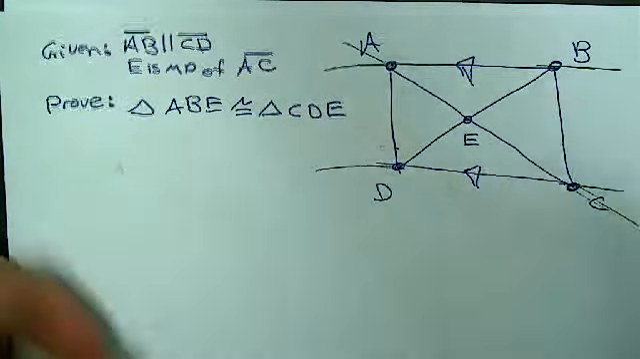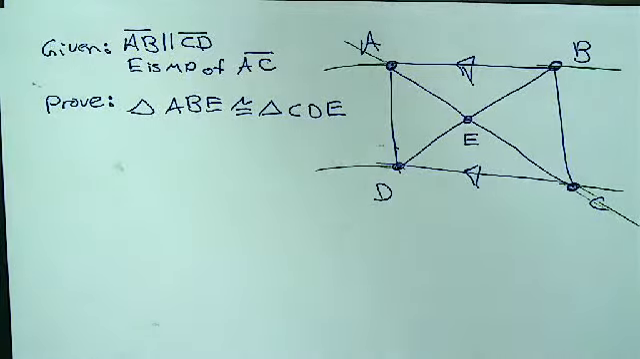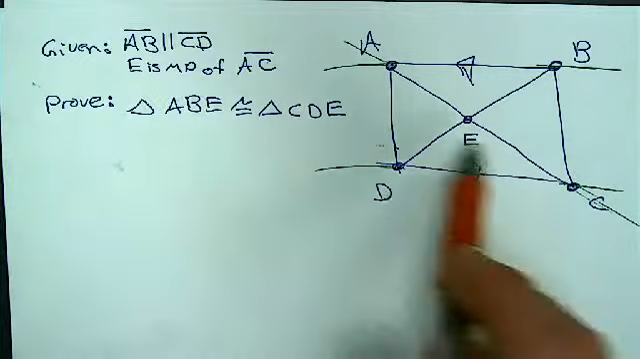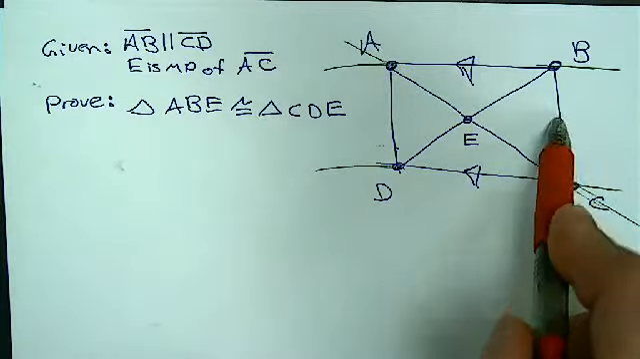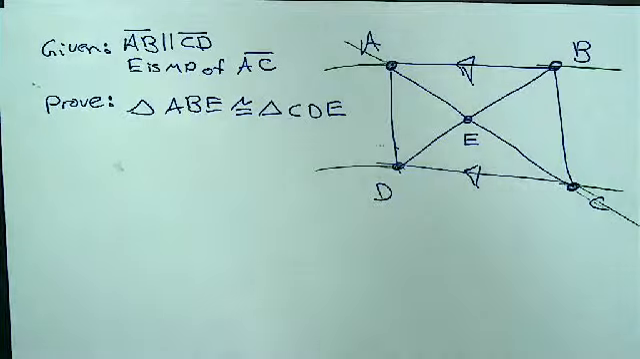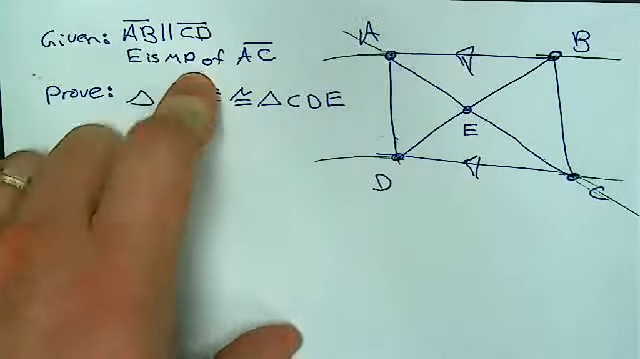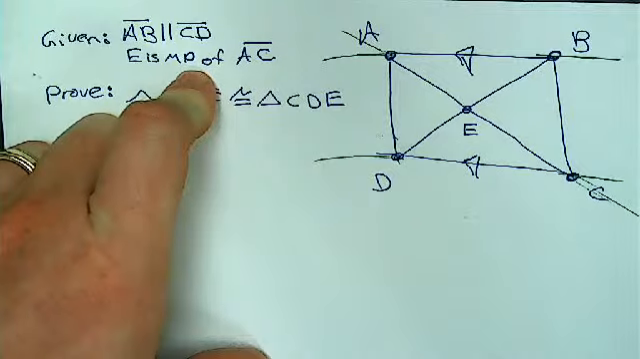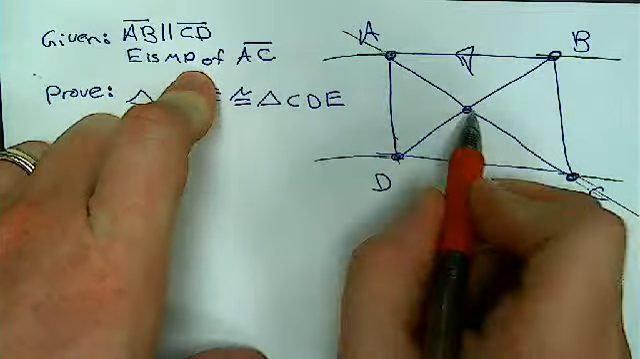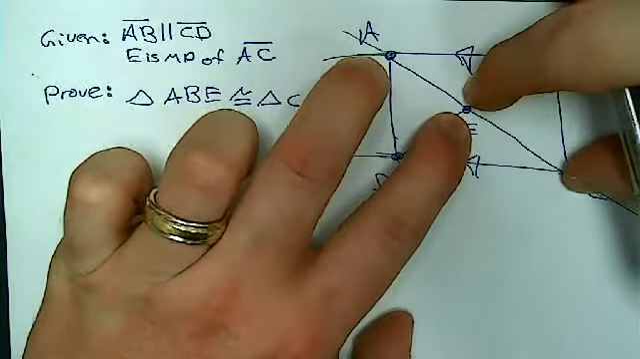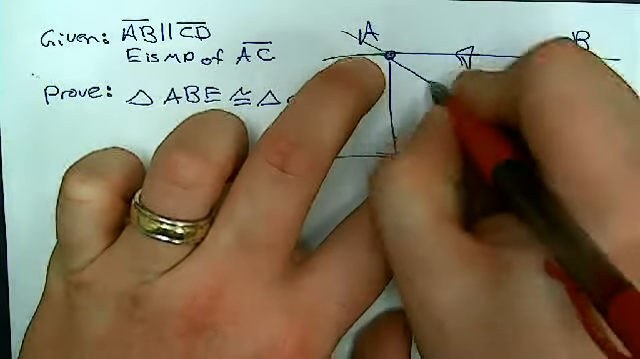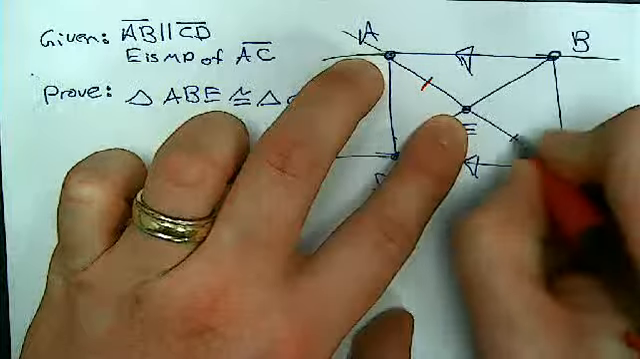So before I start writing the proof, the first thing I'm going to do is take a look to see what will happen when I mark my knowns over here on the diagram. Now the parallel is already marked. Midpoint tells me what? It's the center point. So how do AE and EC compare to each other? They're equal, congruent. So we mark that.